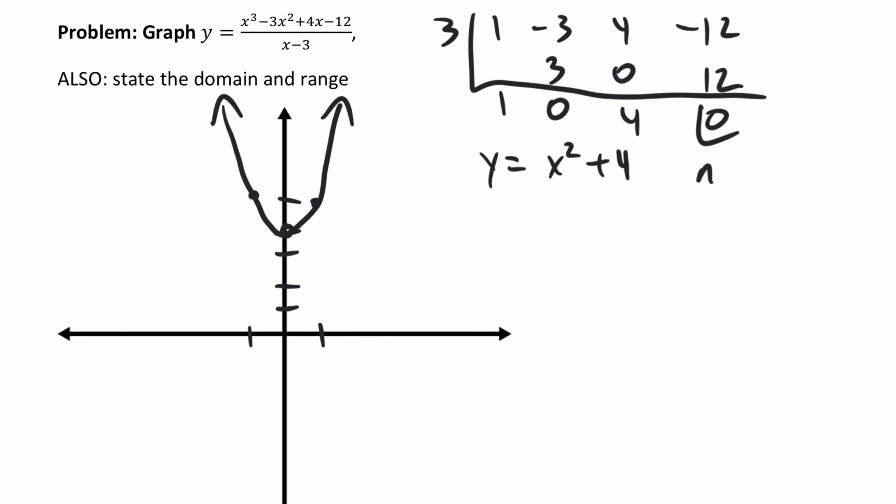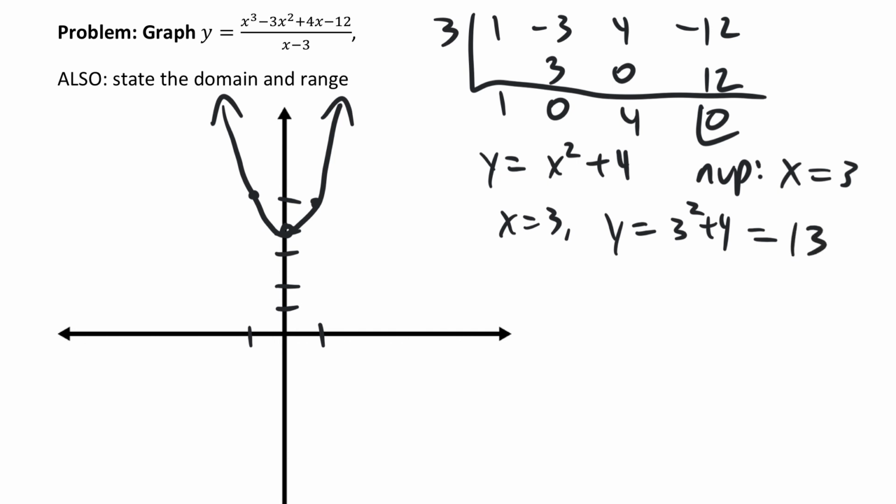There's our parabola. So this graph is actually a parabola. But of course, we have an NPV at x equals 3. So when x is equal to 3, y is equal to 3 squared plus 4. So 9 plus 4, 13. So over at 3, we're going to have to go back and now erase. We have a hole here at 3 and 13. And just so it looks a little nicer, we might want to extend the arrow a little bit here. So there's our hole and the rest of the graph.